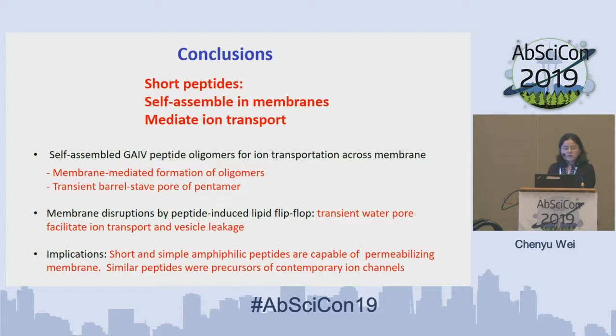So what's the implication of our study? It shows that short and simple amphiphilic peptides are capable of permeabilizing the membrane. So it suggests that maybe select peptides can be candidates for the precursors of contemporary ion channels. This is a good indication for that. That would conclude my talk. Thank you.